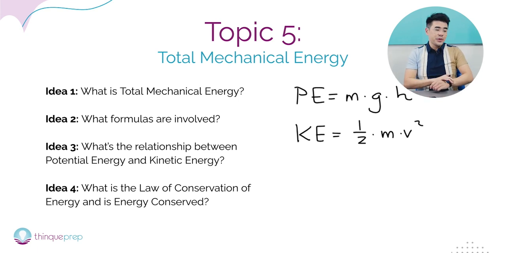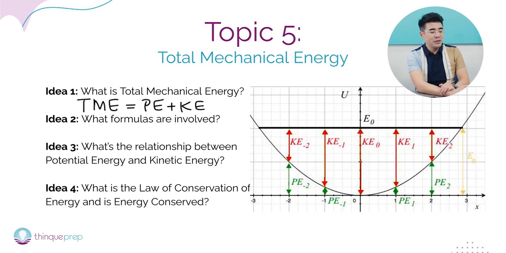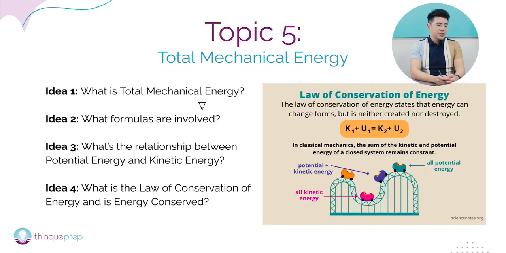So then idea number 3 is, what is the relationship between potential and kinetic energy? Well, they're inversely proportional. What does that mean? If you look at this graph here, right, as kinetic energy gets bigger and bigger and bigger, potential energy gets less and less, and vice versa, right? As potential energy gets bigger, kinetic energy decreases. And that's because they add up to the same thing, right? So if you have two quantities adding up to the same final answer, the more of one implies the less of the other. So idea number 4 is the law of the conservation of energy.